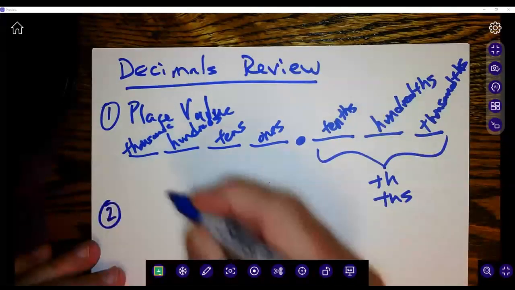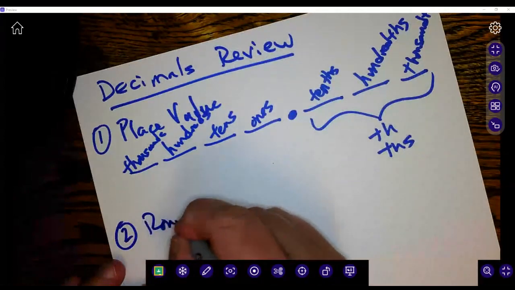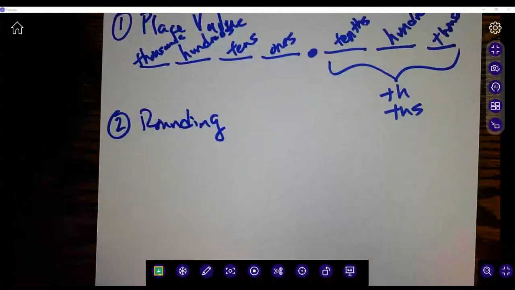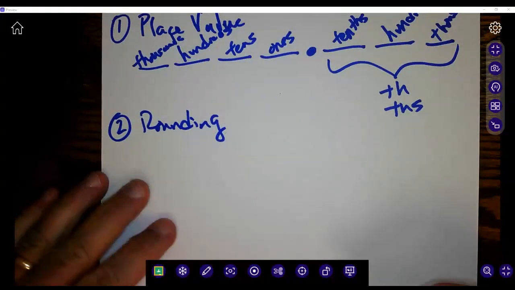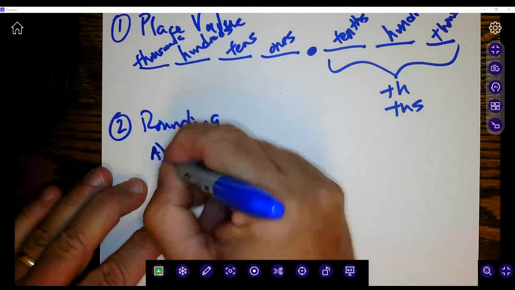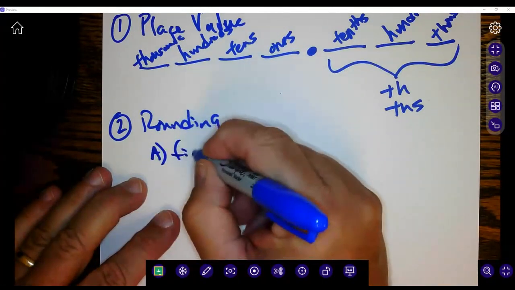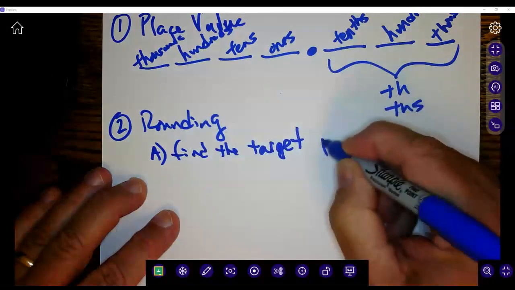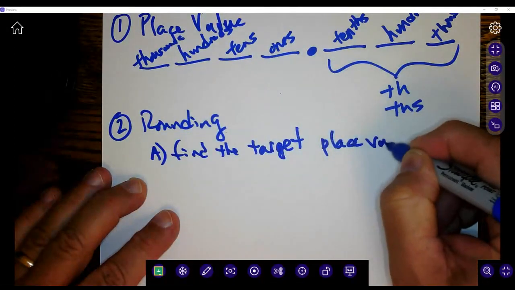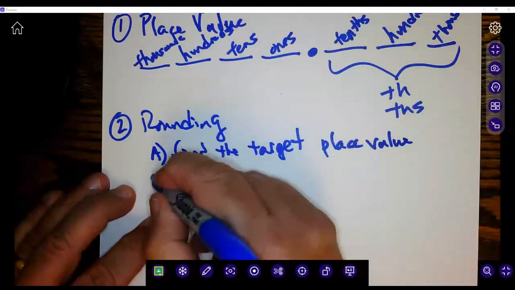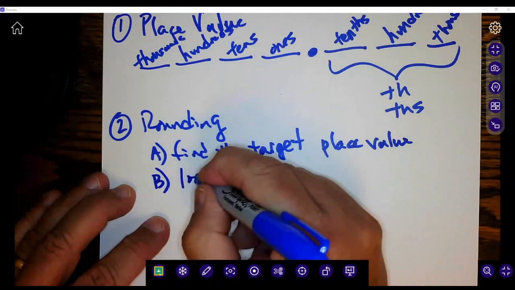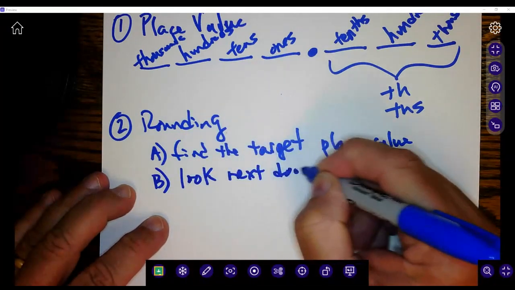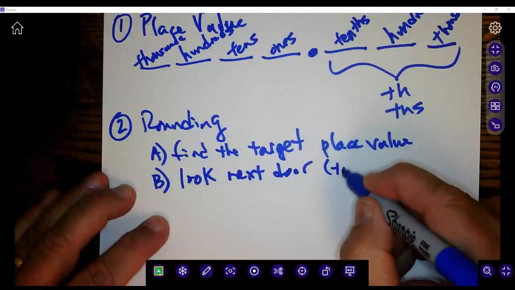Then the next thing we did was rounding. That was the second thing that we did. And in rounding, the first thing you have to do is find the target place value, and then we used the phrase look next door. Look at the number next to it to the right.